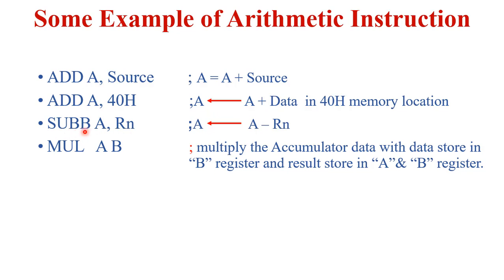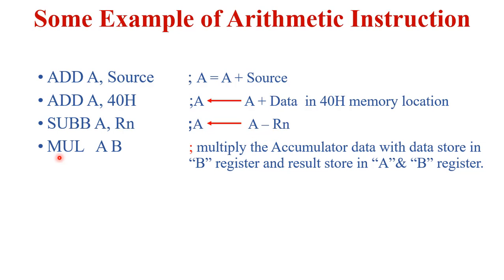The next instruction is SUBB A, Rn. SUBB is the opcode of subtraction. In the case of the 8051 microcontroller, SUBB is the opcode of subtraction with borrow, and for both the opcode is the same. So this instruction tells that subtract the content of the Rn register from the accumulator register and the result is stored in the accumulator register. One point should be remembered: in the case of subtraction, the source data is always subtracted from the destination data.